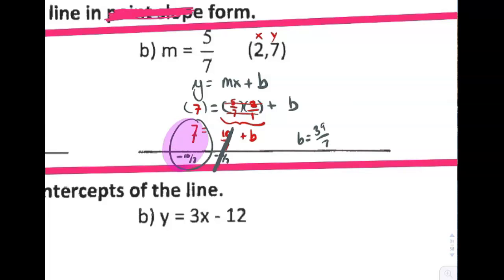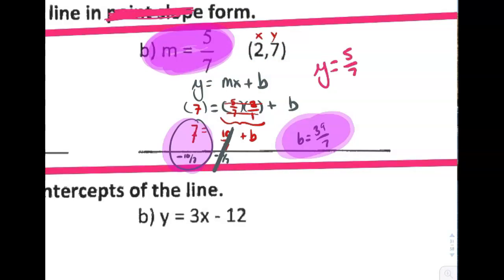But again, you can use a calculator on that. If you type it into your calculator, you can go 7 minus parenthesis 10/7. Okay, and I came up with 39/7. For my b, I already knew my m, so this answer is y equals 5/7 x, right, mx, plus b, which is 39/7. Again, not the prettiest, most easily graphed line, but it looks good.